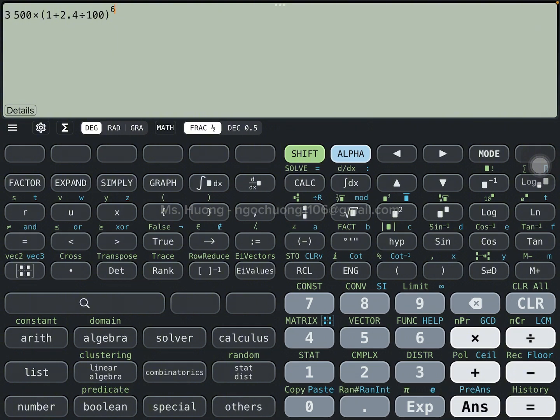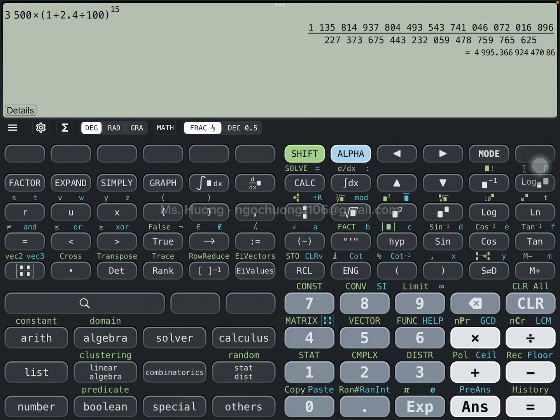So we go back and let's try 7, not 5,000. 8, no. 9, no. 10, no. 11, no. 12, no. 13, 14, 15, and 16. Now we see that the total is more than $5,000. So the number of complete years is 16.